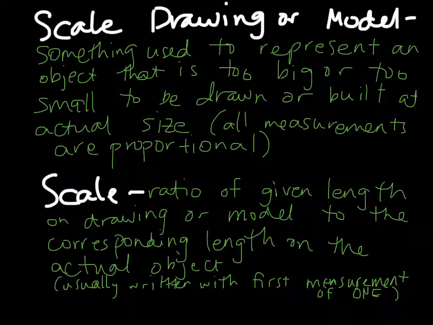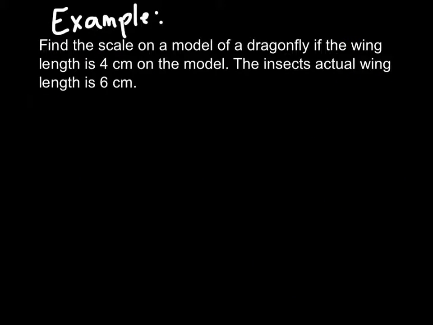So sometimes the first number is bigger, sometimes the first number is smaller. And it's usually written with the first measurement of 1. So it will say like 1 inch equals whatever, or 1 centimeter equals whatever, or 1 foot equals whatever, is usually how our scales are written. So for example, if we're asked to find the scale, we're always going to do it with the first unit of 1, or the first measure of 1.